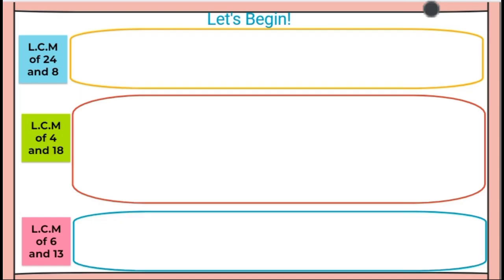Now let's begin with our first set of examples. The first says find the LCM of 24 and 8. Now what's our first rule? The factor relationship. Now does 24 and 8 have a factor relationship? Can 8 divide 24 without remainder? Yes, 8 can divide 24 without a remainder. Therefore, the LCM is equal to 24.